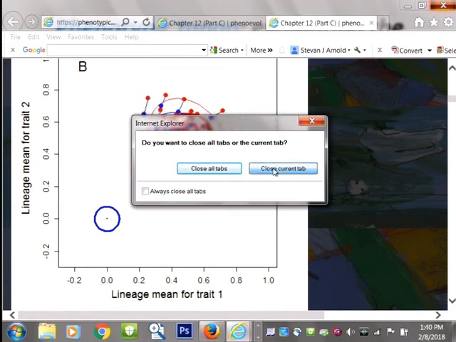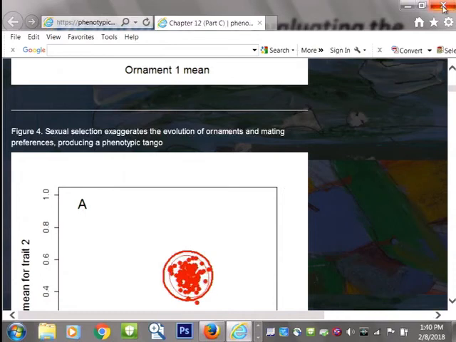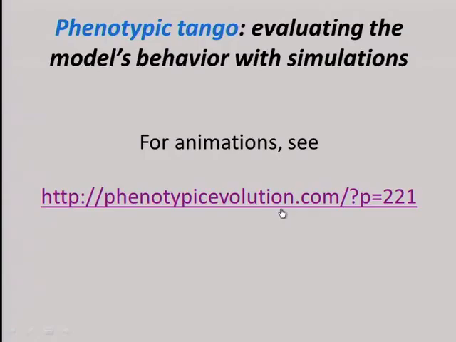Close current tab. Oh, I had another one open. All right.